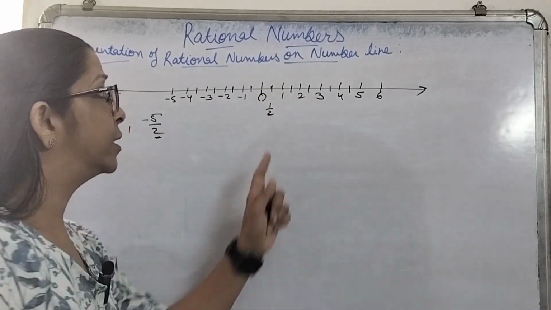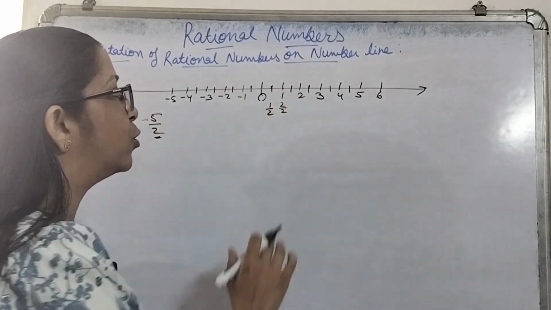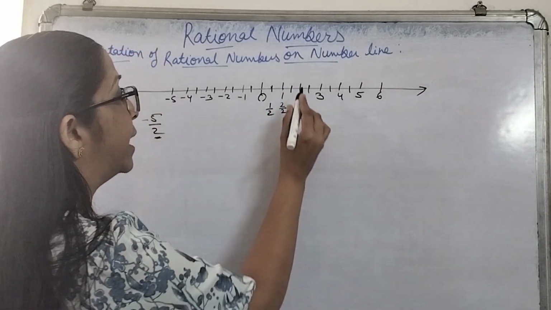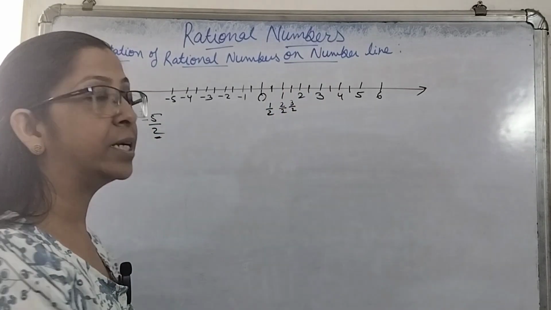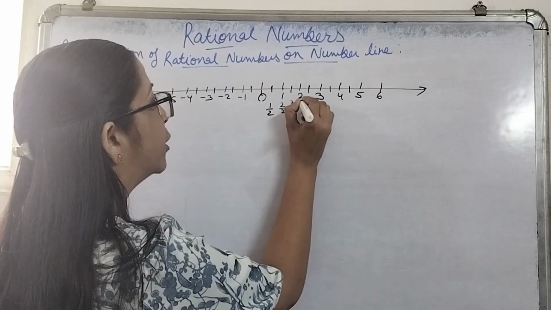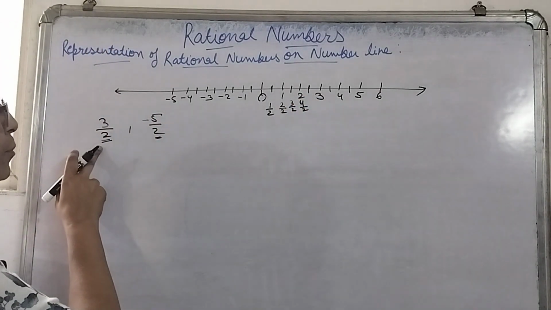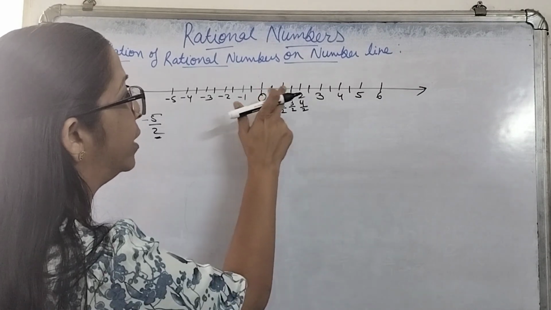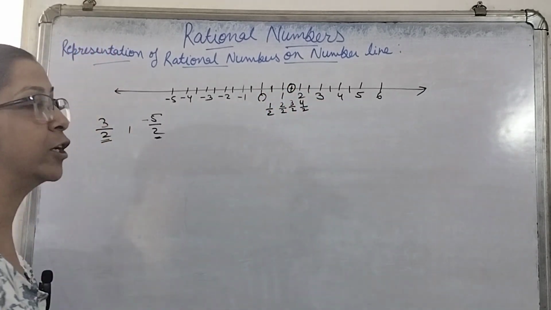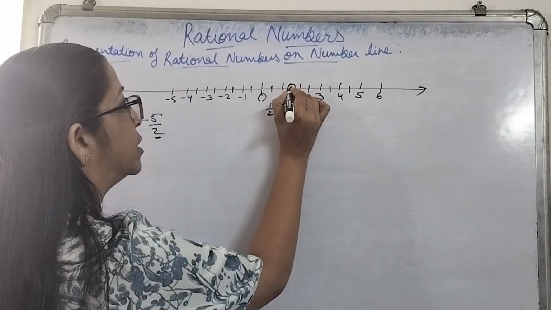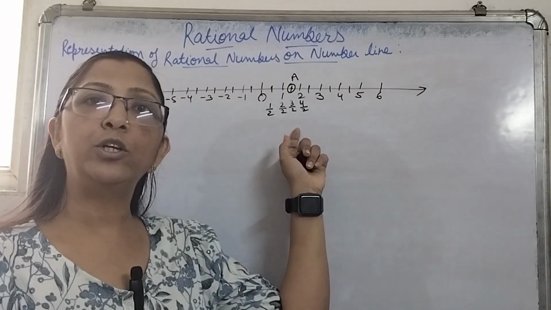This point which is representing 1 could even be written as 2 upon 2, because 2 upon 2 is 1 only. The next point is representing your 3 upon 2. Then 2 is representing your 4 upon 2, because 4 upon 2 could even be written as 2. Now we have to represent 3 upon 2. So 3 upon 2 is after 1 and before 2. That means the midpoint of 1 and 2 is representing your 3 upon 2. Suppose this point we are marking as A. So point A is representing 3 upon 2.